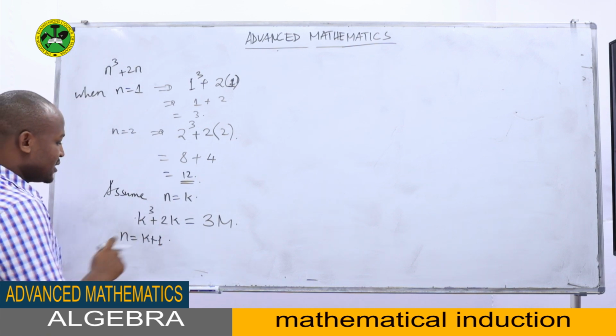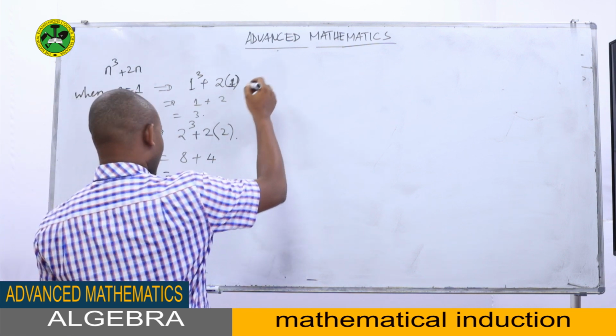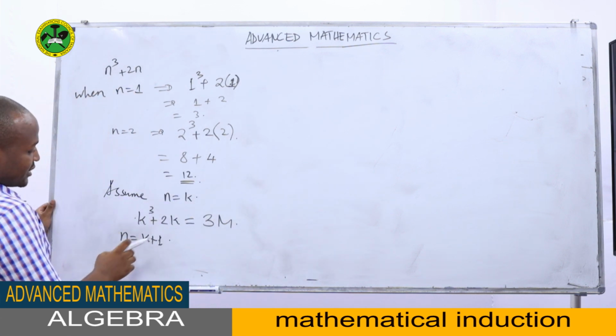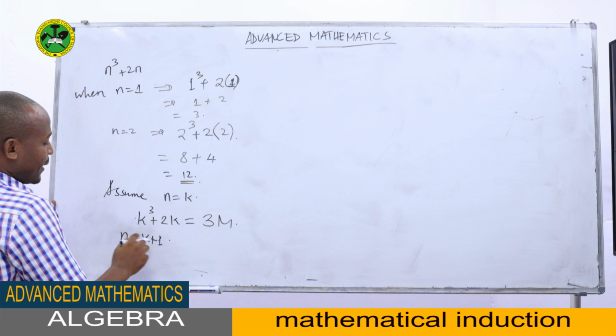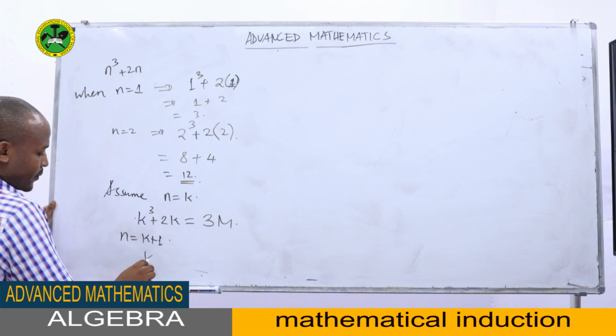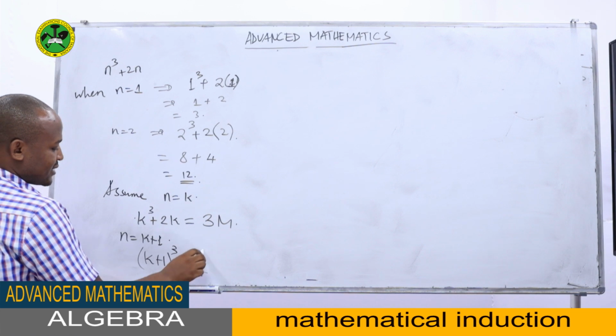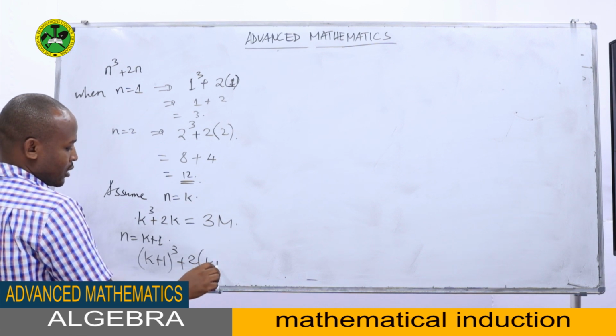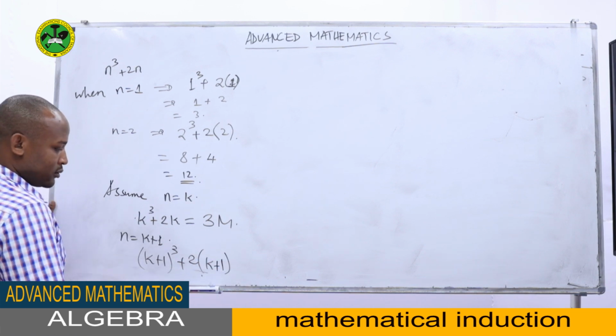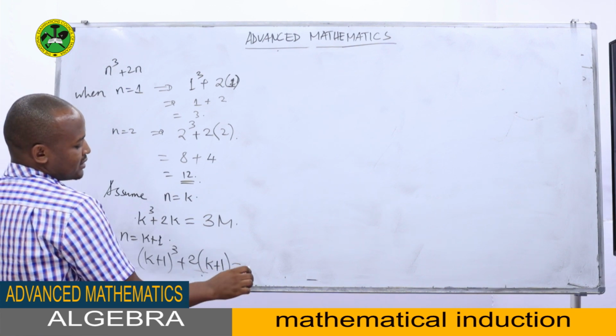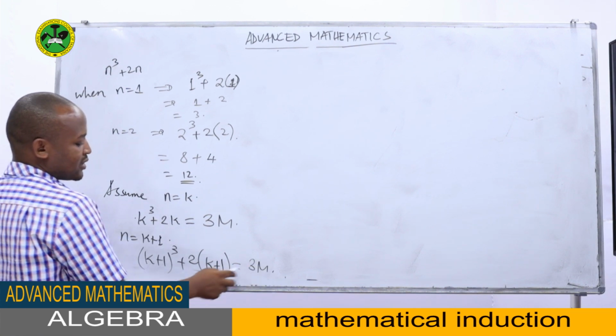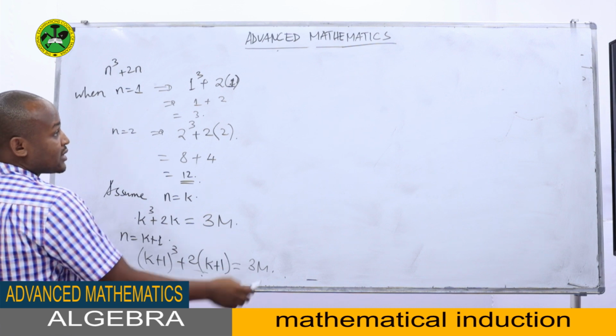Now, let's check it out. How will it be? It will be k plus 1 raised to 3 plus 2 times k plus 1. Is it divisible by 3? That's what we are trying to look at.